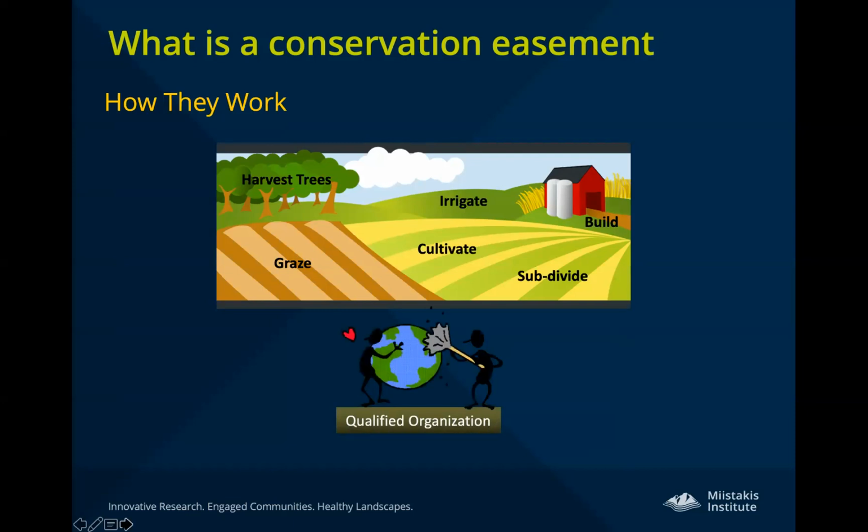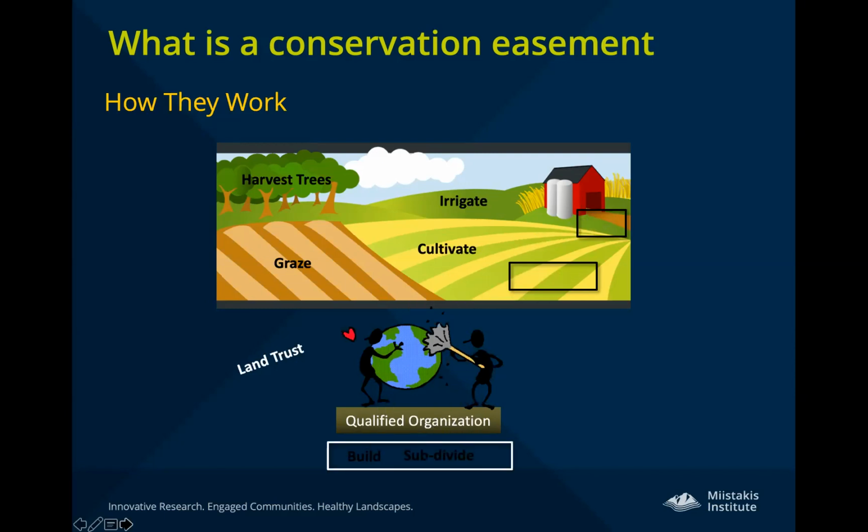With the qualified organization, once the landowner decides to enter into an agreement with a qualified organization, which could be a land trust, or in other cases, I'll describe the other types of qualified organizations, you identify certain of those rights or opportunities, and those are then provided through the easement to the qualified organization.